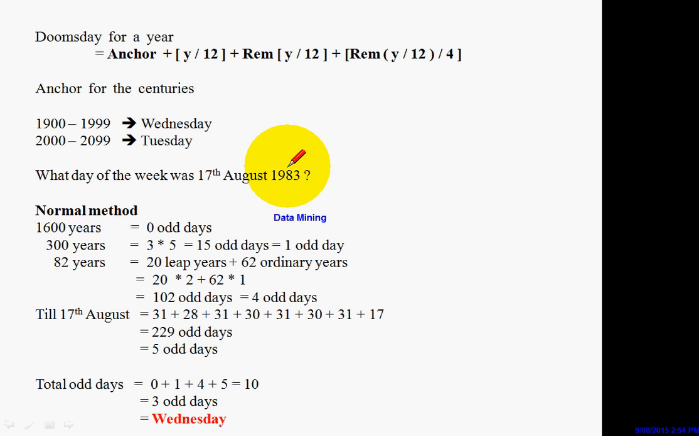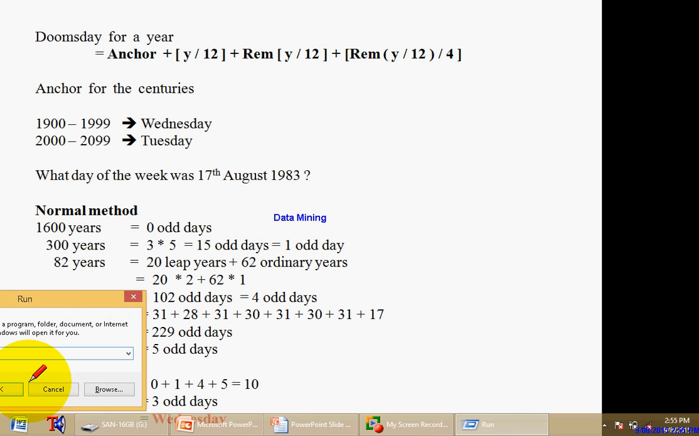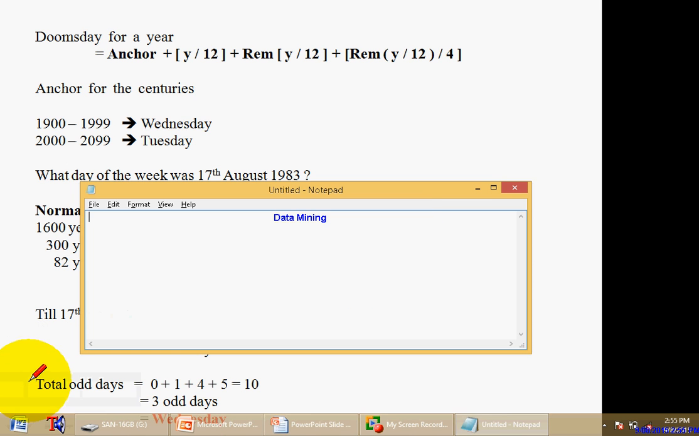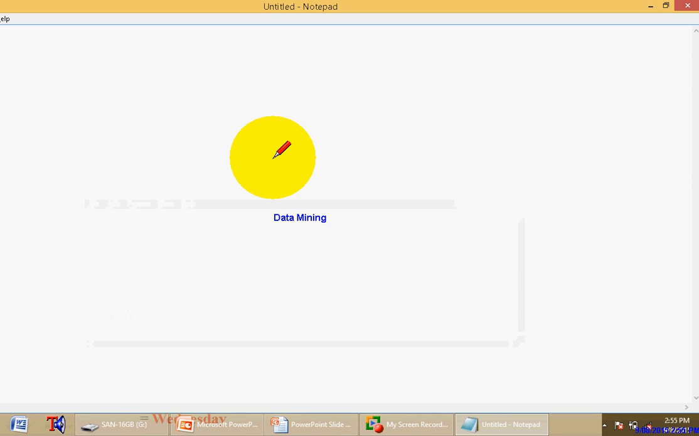The normal method is to first take this year, 1983. I'll show you how we are dividing it. I have taken 1983. What we have to do is subtract 1 from this year. 1983 minus 1 is 1982.